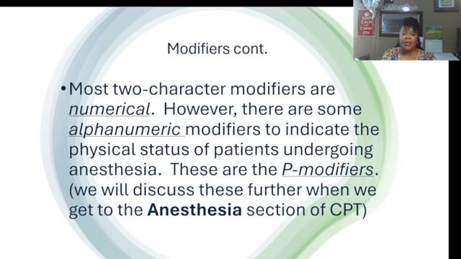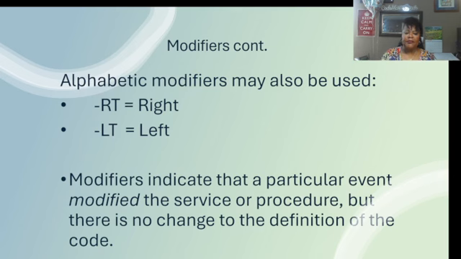However, there are some alphanumeric modifiers to indicate the physical status of the patient undergoing anesthesia, whether they're normal, whether they're older, whether they're under 1 year old, etc. These are the P modifiers, and we'll be discussing these further when we get to the anesthesia section of CPT. Alphabetic modifiers may also be used. For example, RT for right and LT for left.